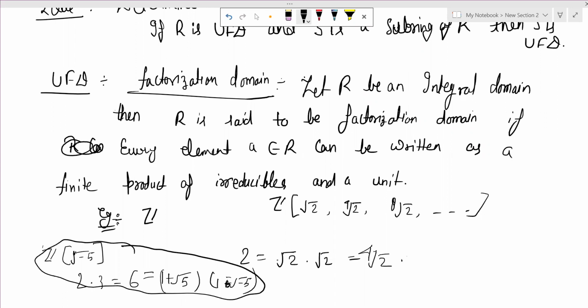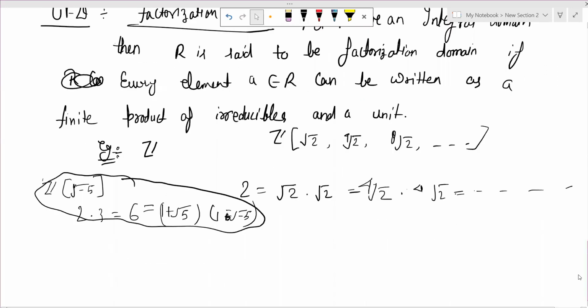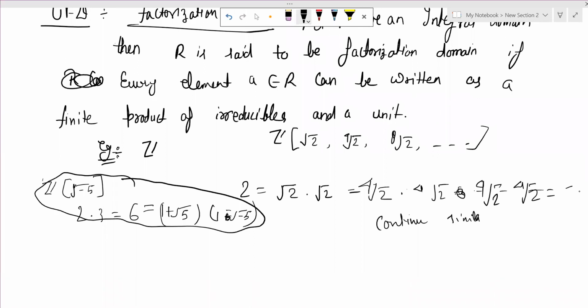Yeah, this one is similar. This one you can write as an infinite product, and this is the 8th power product and so on. So this is an example of an integral domain which is not a factorization domain. Now the fourth root of 2, four times. Yeah, this one should be four times. Fourth root of 2, fourth root of 2. Then now, similar way, continue.